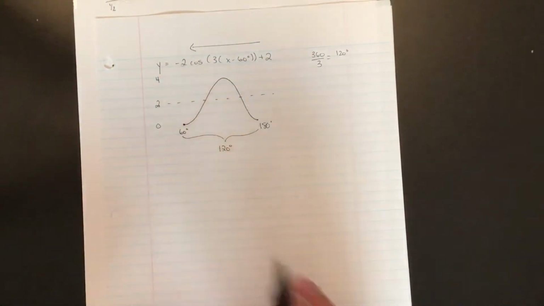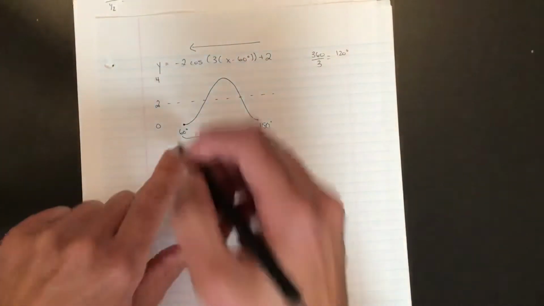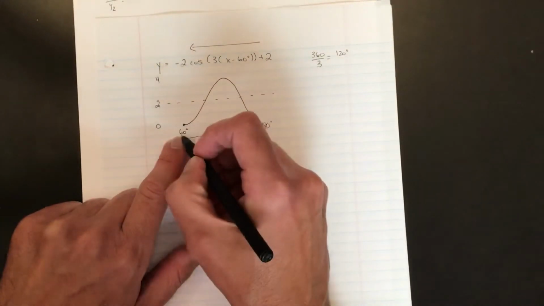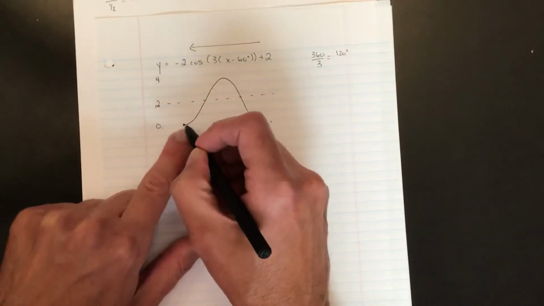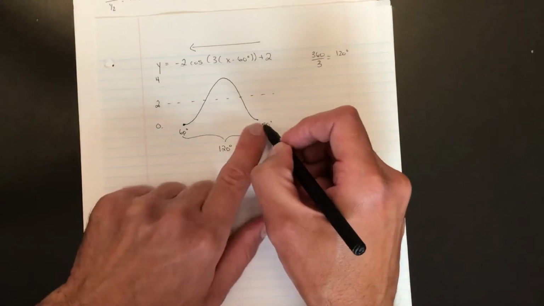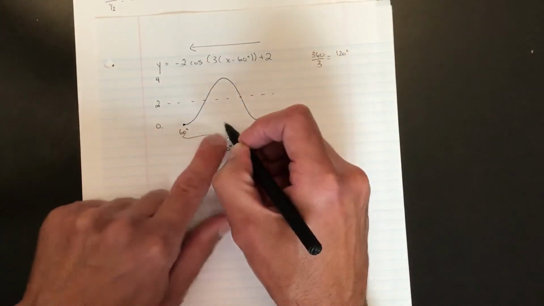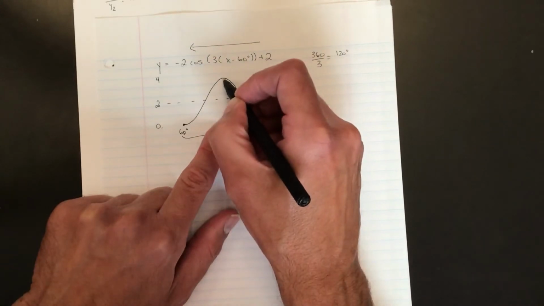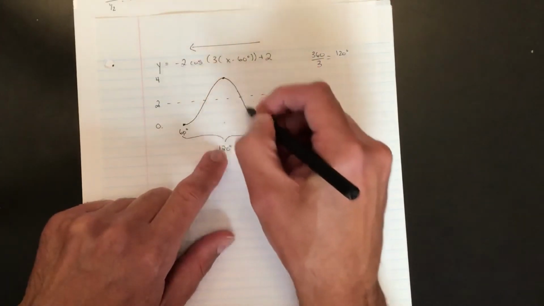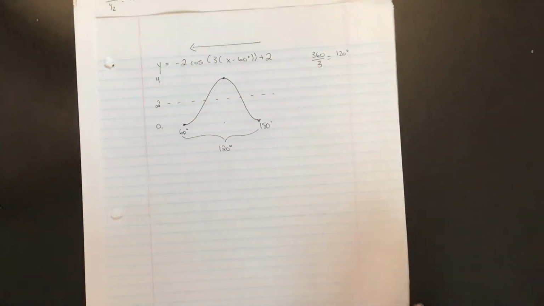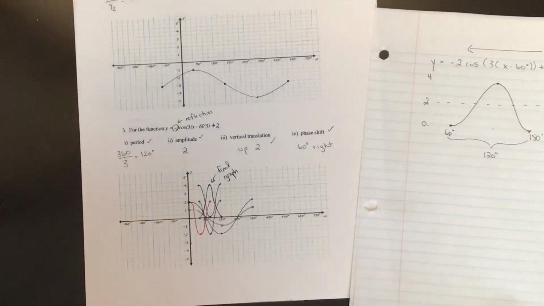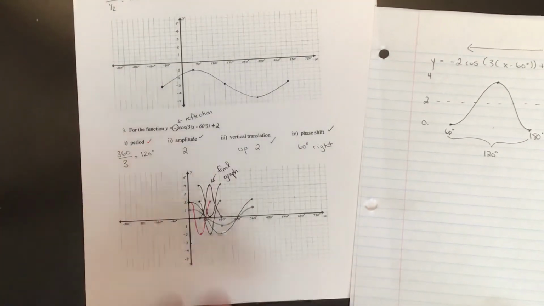Then I can take this, and I can now plot it on my grid. So my first point is going to occur at 60 and at 0. My last point is at 180 and 0. Then between those 2 points, I find the middle. I go up to 4. I put my point, and I connect my dots. And that's exactly what we would have here, rather than going through all the steps.